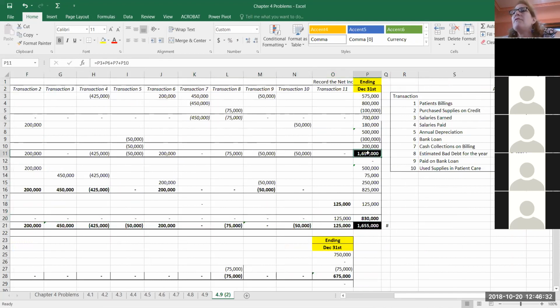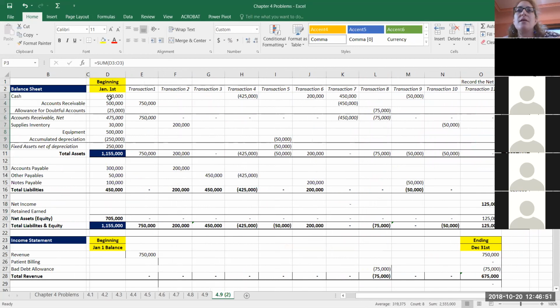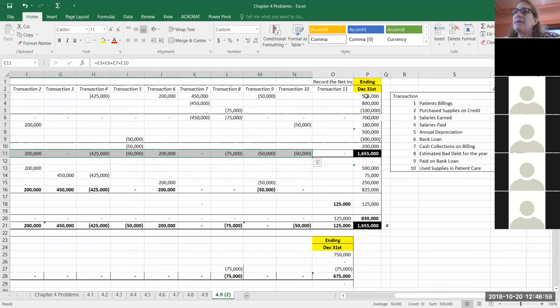So we've got all of our transactions here, 1,653,000, right? We've got all our ending balance. I shouldn't say transactions, I apologize. These are all our ending balances, given our beginning balance plus all the transactions that we just did. Beginning balance plus all the transactions would give us our ending balance.